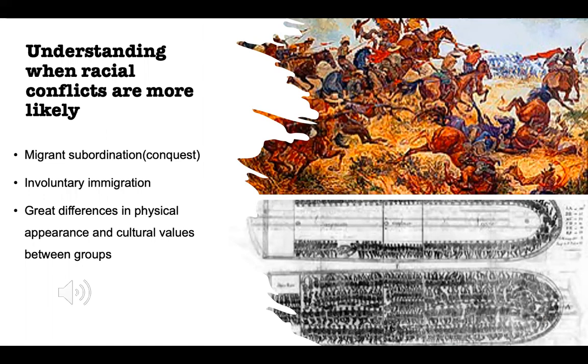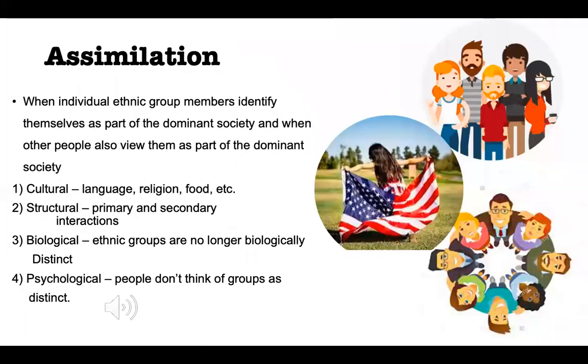The last example is when we see the greatest difference in physical appearance and cultural values between groups. This we see a lot today. As soon as somebody dresses different, has different views, their culture is different, this is when we see more racial conflicts. As soon as somebody differs from the quote normality, we see more of this racial conflict, and it shouldn't be like that, but that's what we see today.